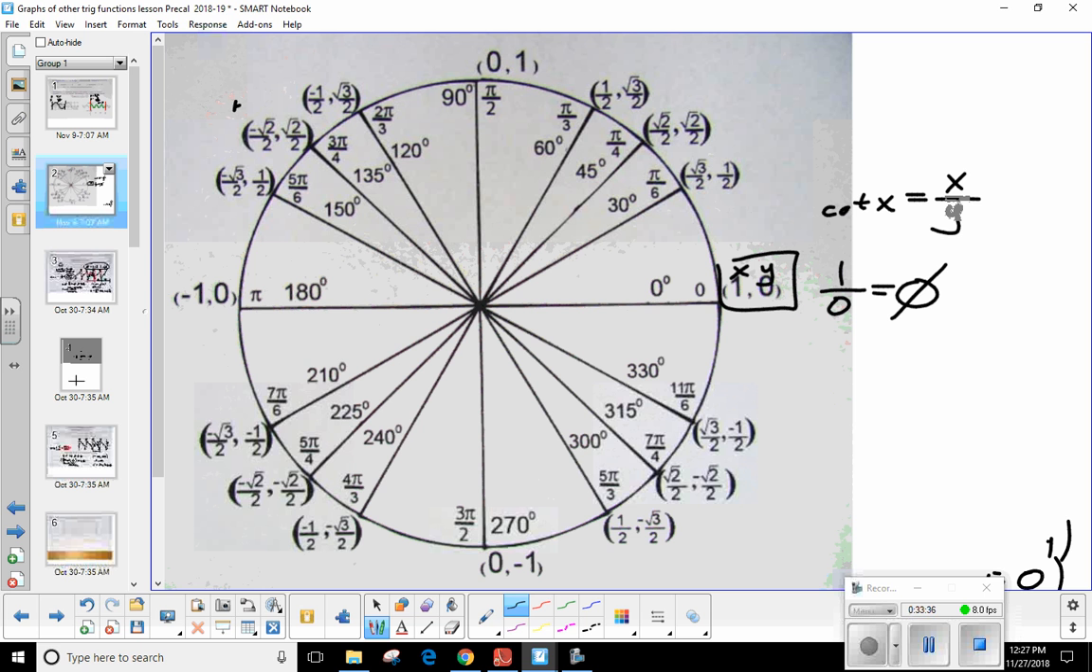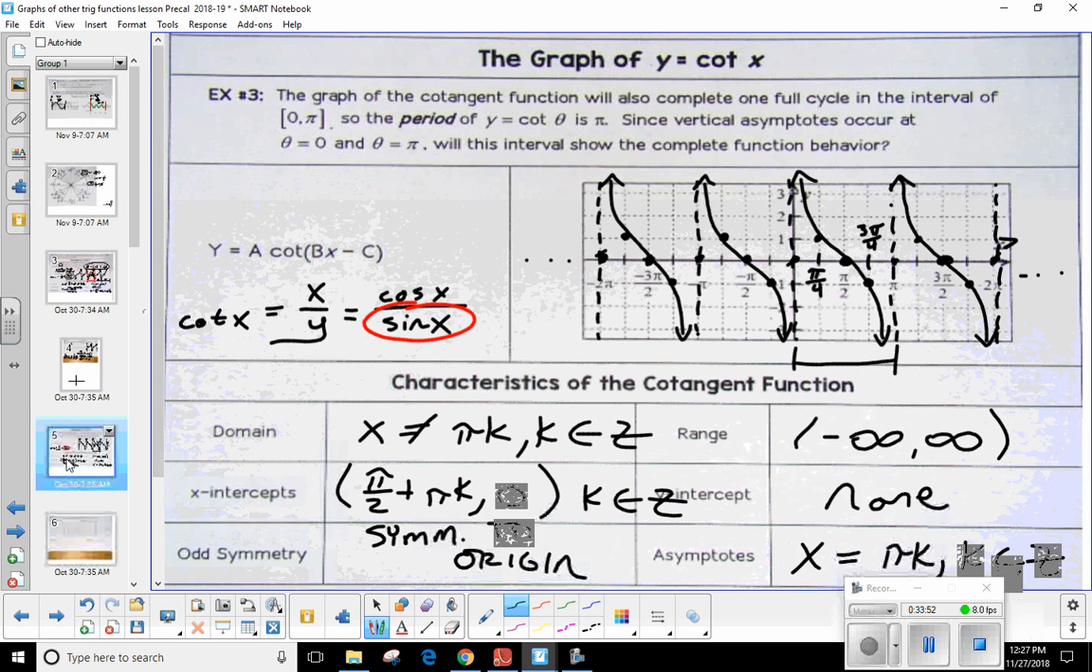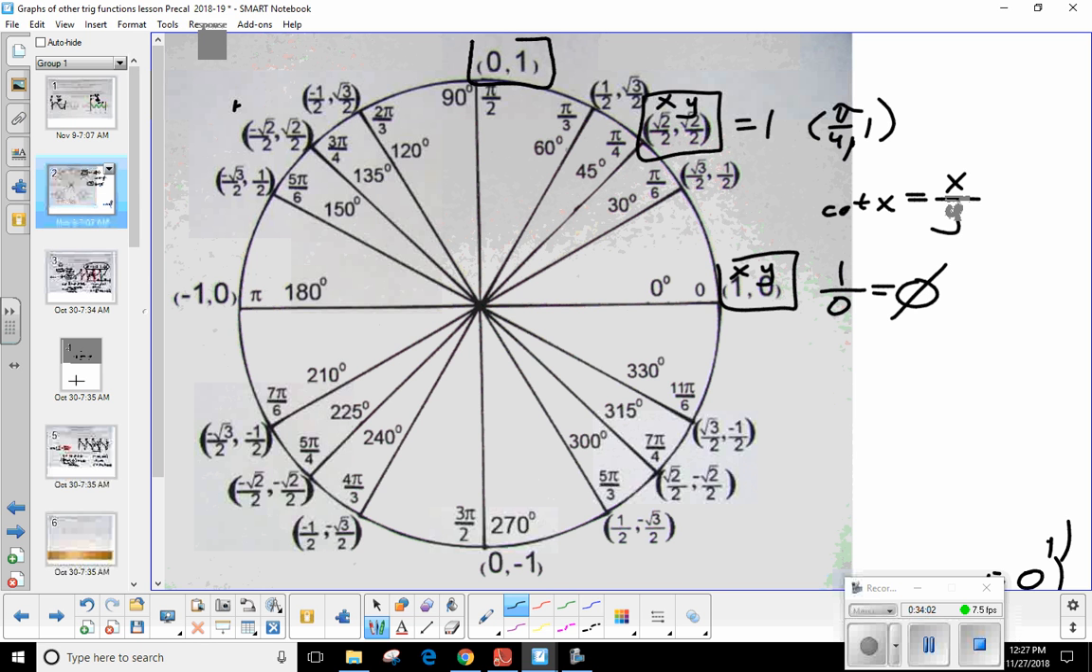Now let's rotate to pi over 4. At pi over 4, I want to take the x and divide by the y. Well, that gives me 1. So I would have the ordered pair pi over 4, 1. Which, if you look here, see, I have pi over 4, 1. So the next point, I've got pi over 2, 0. So let's check pi over 2. At pi over 2, what's the x, 0, divided by the y, 1? 0. So see, we have pi over 2, 0.